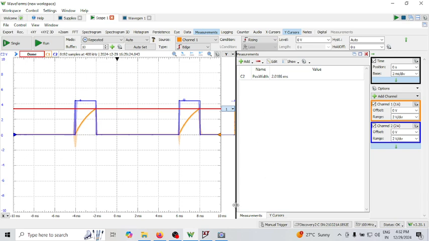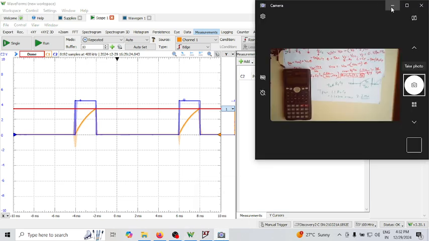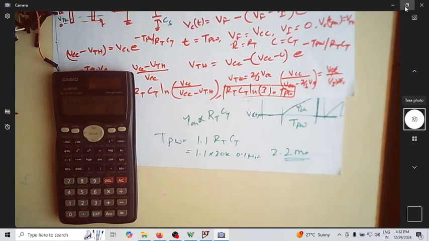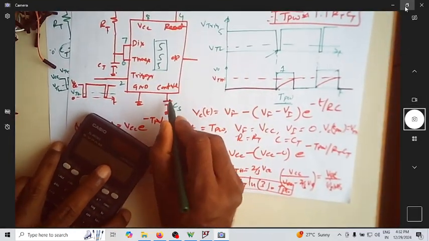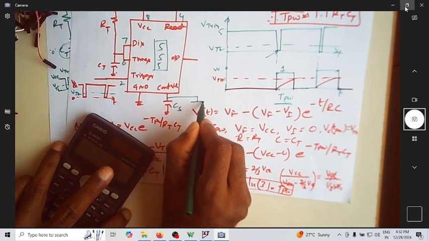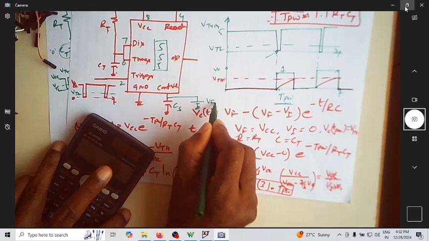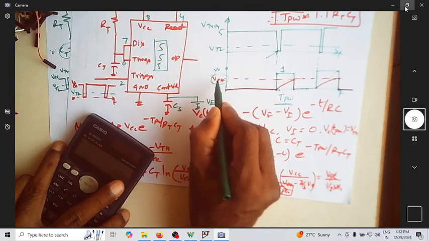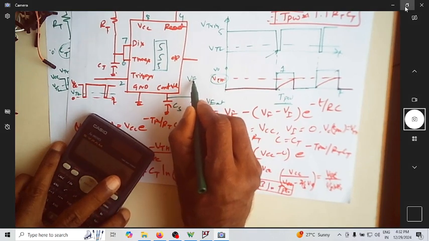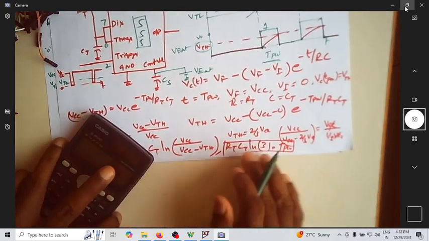And one more variation in this circuit, which is obvious, is that we can change this voltage using an external voltage. I can use a V external. Instead of having this as 2/3 VCC, I can make it V external. So what will happen here?